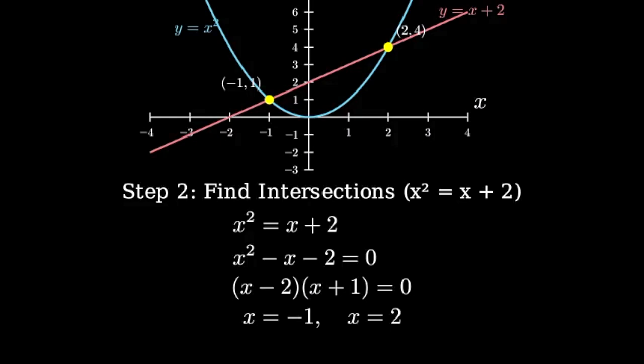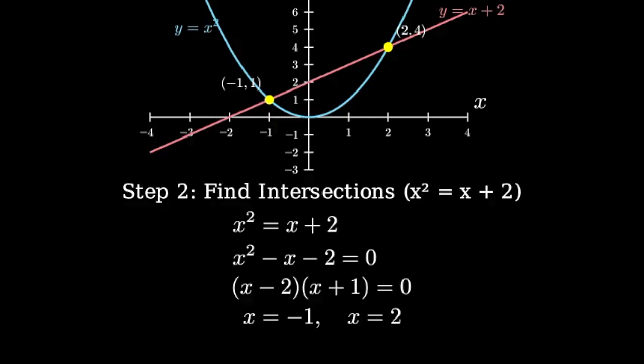Now, we compare the graphs in the intervals defined by these points: x less than -1, x between -1 and 2, and x greater than 2. For x less than -1, the blue parabola, x², is above the red line, x + 2, so f(x) is greater than g(x).